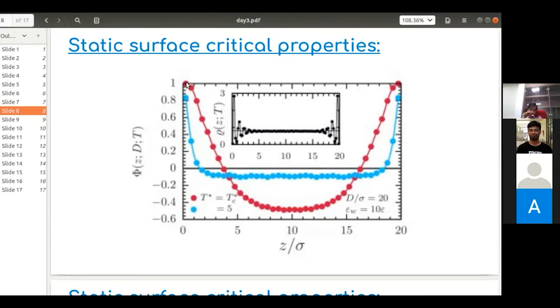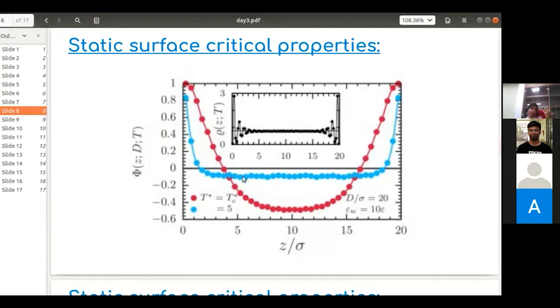The next point to note here is that, once again, in terms of the thickness of the surface adsorption layer. If you are at the critical temperature, the thickness of the surface adsorption layer is much thicker. As a result, it crosses over from a positive value to a negative value at a much higher distance from the wall. And then you have similar behavior close to the other wall, simply because it's a symmetric slit.